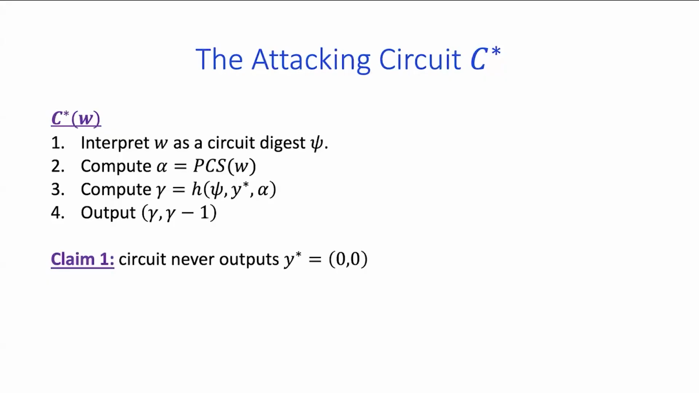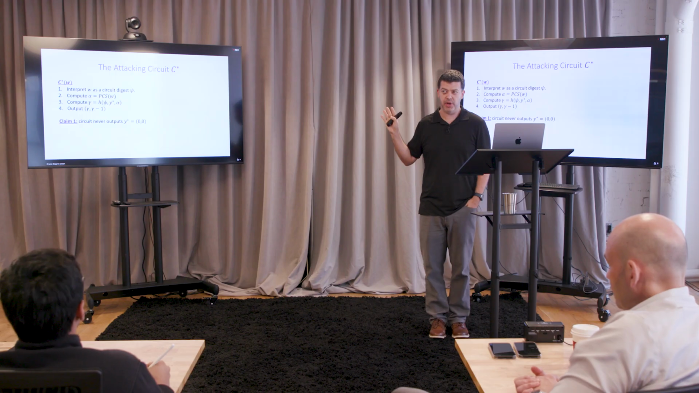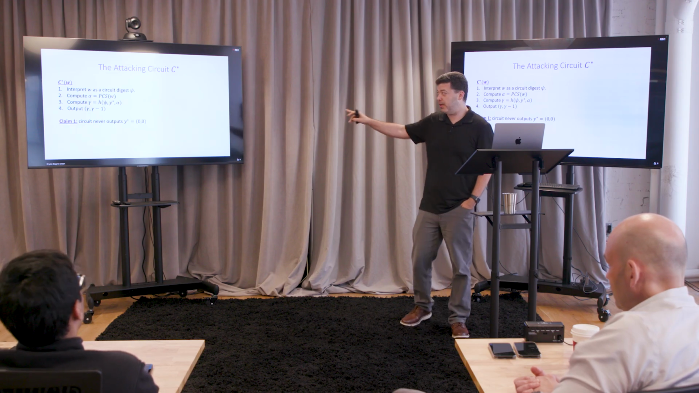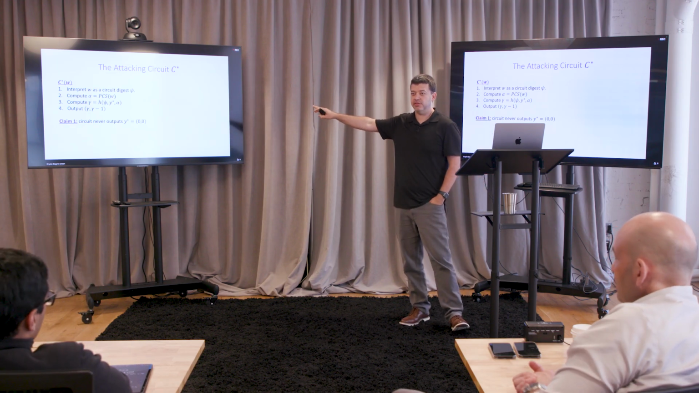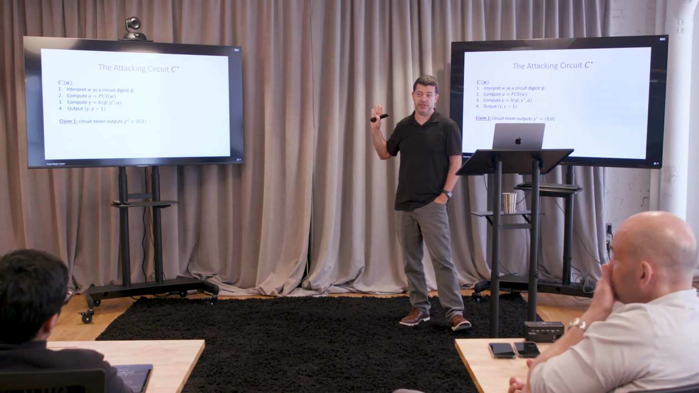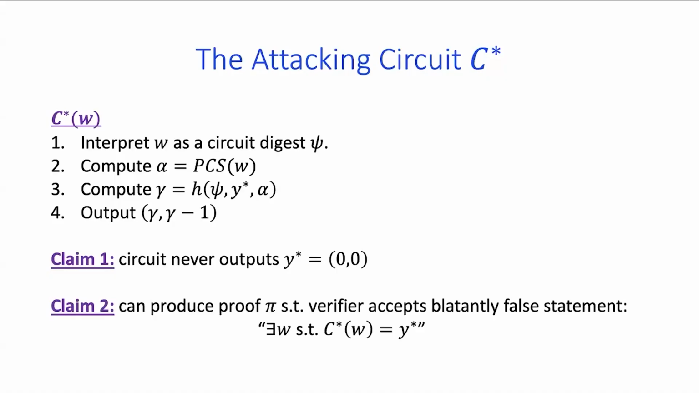So first claim that I want to make is that this circuit is never, ever, no matter what W you feed into it, going to output 0, 0. You see why? It's always outputting consecutive integers, so it's not going to output 0, 0. This is the circuit, it never does that. But I'm going to produce a proof that convinces my verifier to believe that it does output 0, 0, even though it doesn't. So we've established claim 1, let's try to prove claim 2.